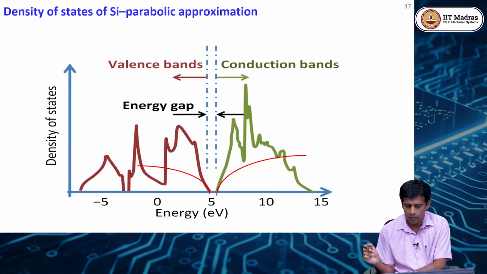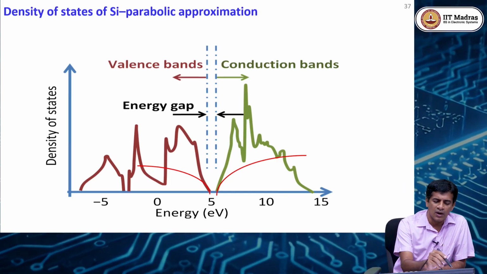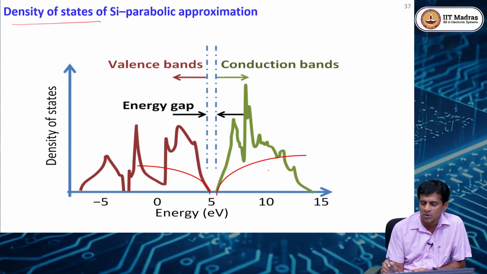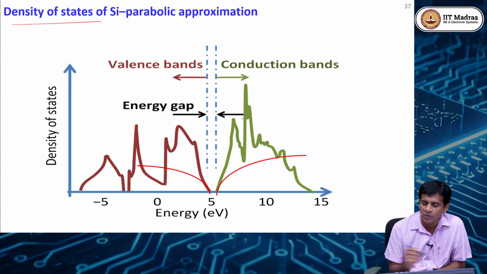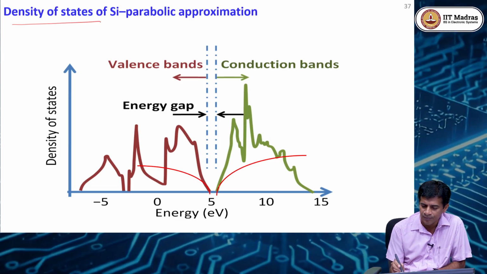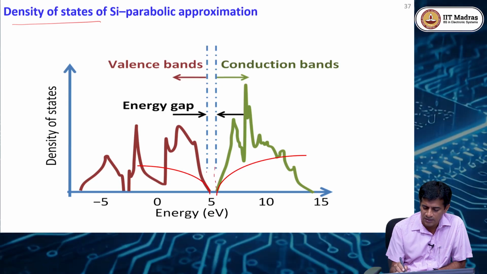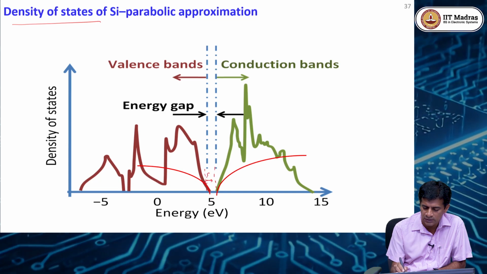Inside silicon, people can calculate the density of states, and it has a peculiar shape like this one. This line is the bottom of the conduction band, and similarly this line is the top of the valence band, and this is the energy gap.